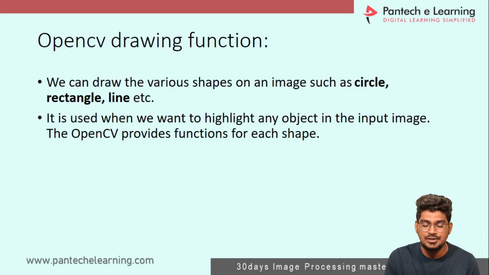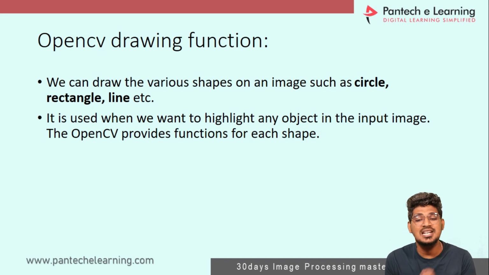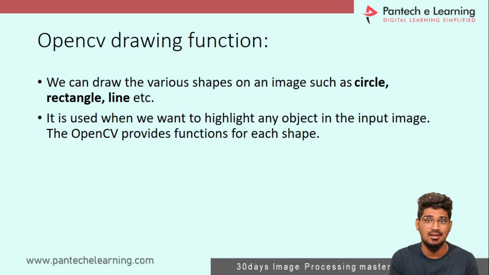Now, OpenCV drawing functions. As I already mentioned in the first slide, we can draw various shapes in the image, like circle, rectangle and line, and we can also add text to the image. If I am using my image, I can add text like Philip or Betty, whatever it is, with the help of these functions.